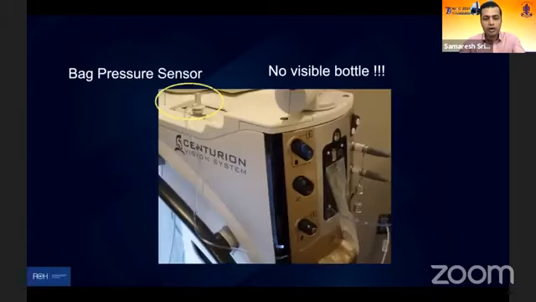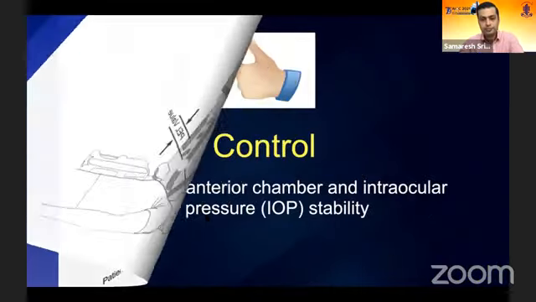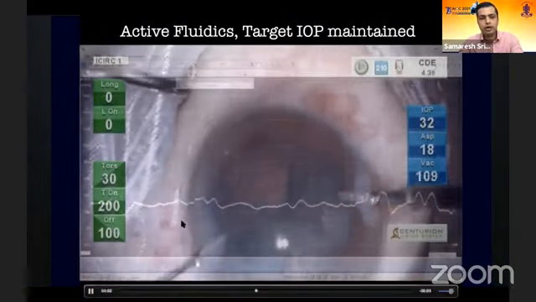Just to show you, for those who haven't seen the machine, there is no more bottle over here, and notice how the bottle has gone inside the machine, and there's a bag pressure sensor which actively compensates and pushes fluid inside the anterior chamber. Another good thing with the machine is that now you can calibrate it to the patient's eye level, and this becomes the 0 level, and everything else, even in a gravity-fed surgery on a Centurion, which is an option, you can use this to calibrate the machine. So it gives you excellent control. And I'll just show you the same graph on active fluidics.